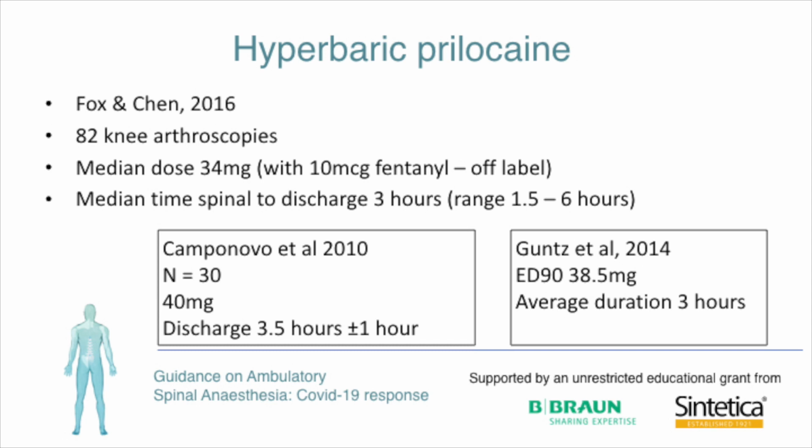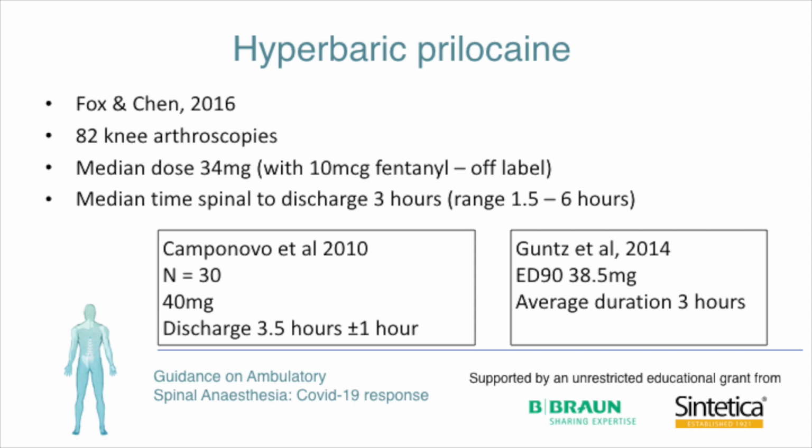The median time from spinal to discharge was 3 hours in these patients. Now note, there is a wide range here from 1.5 hours, which is pretty impressive, to 6 hours. Now, those times have been shown in literature. So Campanovo, in one paper where him and his team were looking at 40 milligrams heavy prilocaine, 60 milligrams heavy prilocaine versus 60 milligrams plain prilocaine, the data for the 40 milligrams heavy prilocaine, in terms of spinal to discharge criteria, was 3.5 hours, which is pretty good.